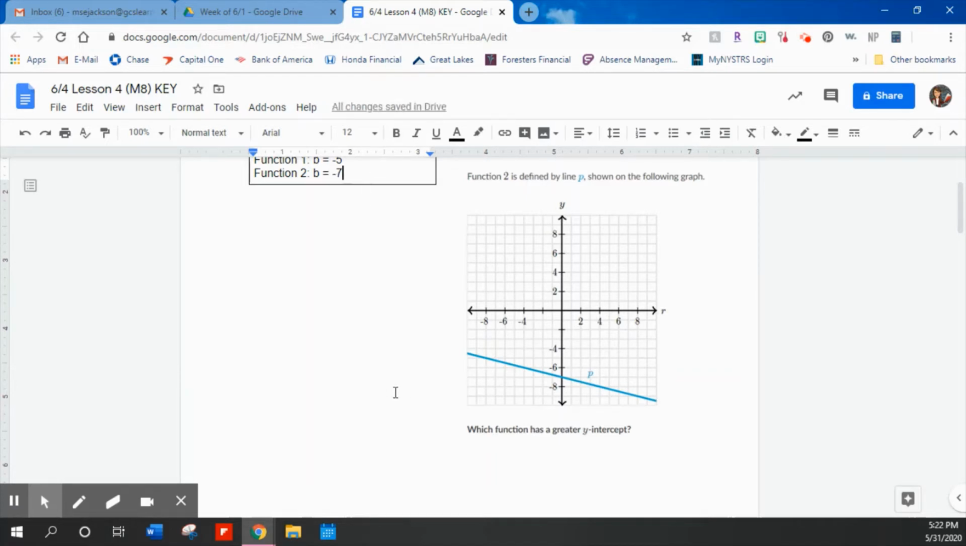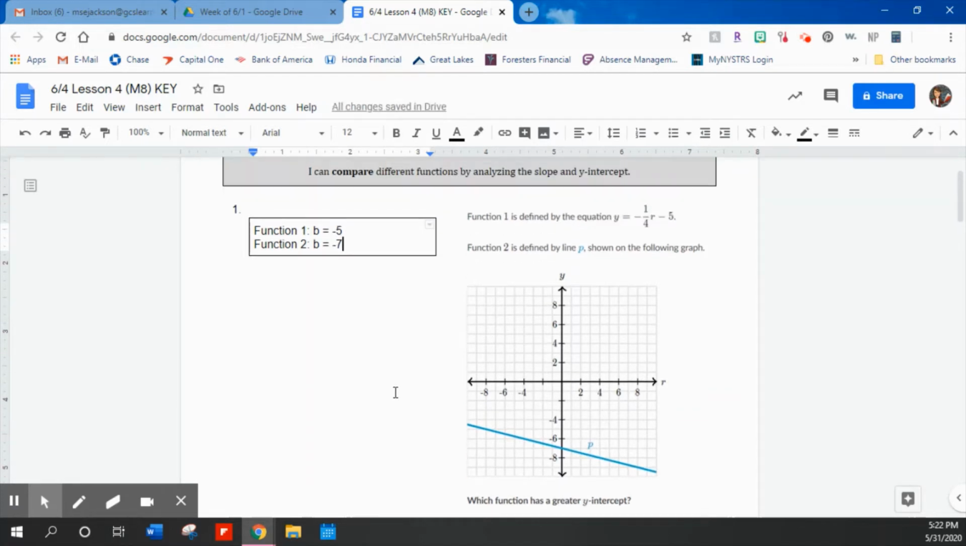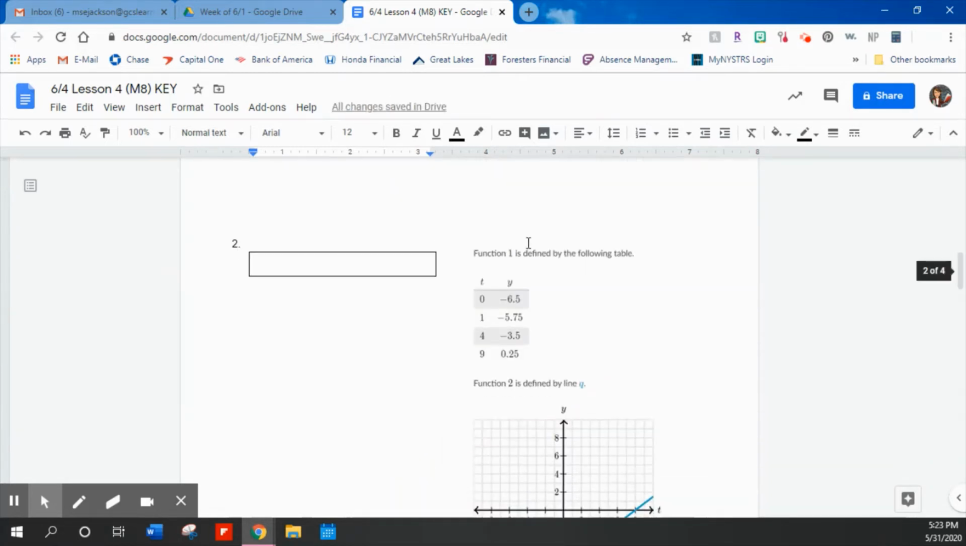So it says which function has the greater y-intercept? Which one's bigger? Now be careful because these are negatives. We want the least negative number because that means it's the biggest. So that means function 1 has the greater y-intercept. Okay? All right, next one, number 2.